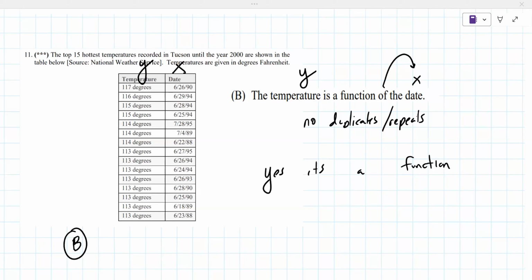Where would you like to go from here? 13. Okay.